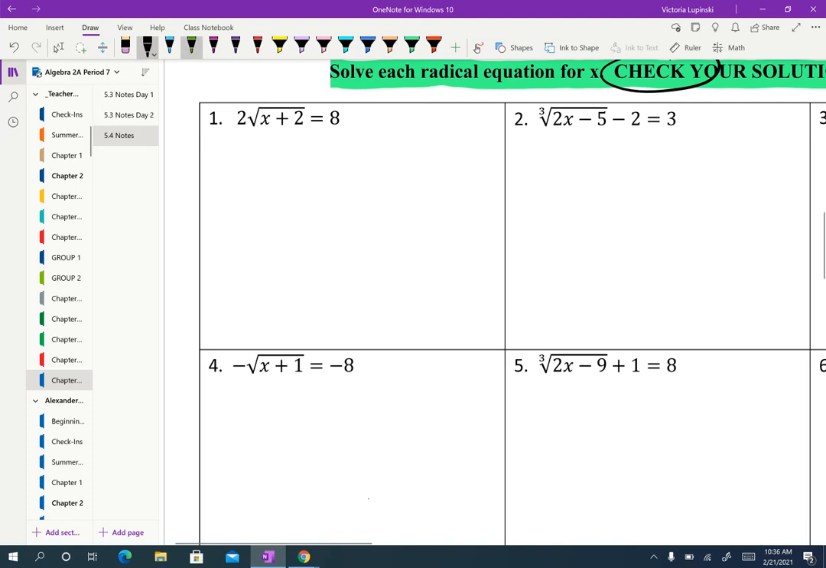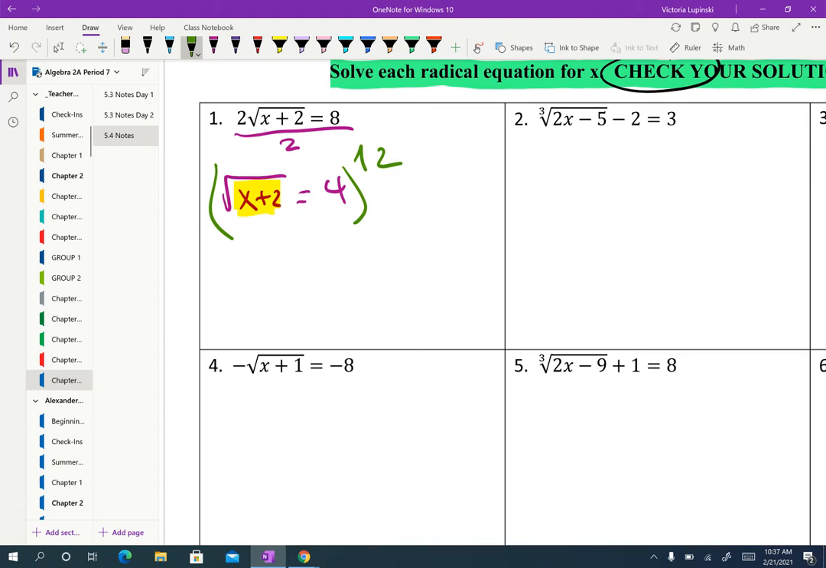If you refer to the steps above, the first step was that you're trying to isolate the radical. So in order to isolate the radical, I'm going to go ahead and divide both sides by 2, which gives me the square root of x plus 2 is equal to 4. Remember, the square root is equal to the 1/2 power. So in order for you to get rid of that radical, which means you can release that x plus 2, you're going to have to go ahead and take both sides and square both sides.